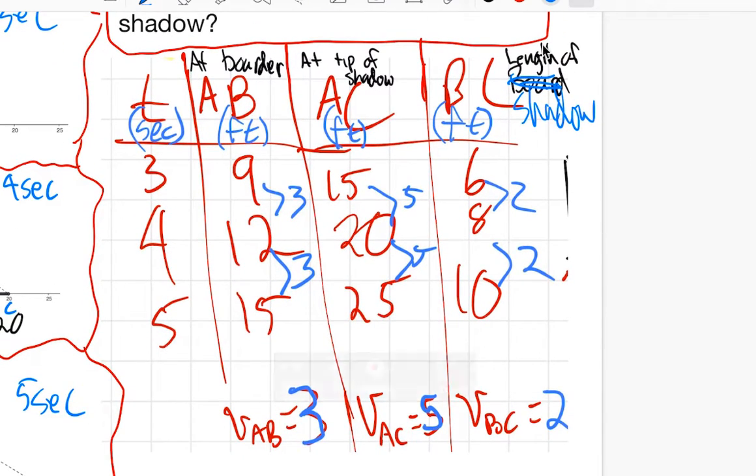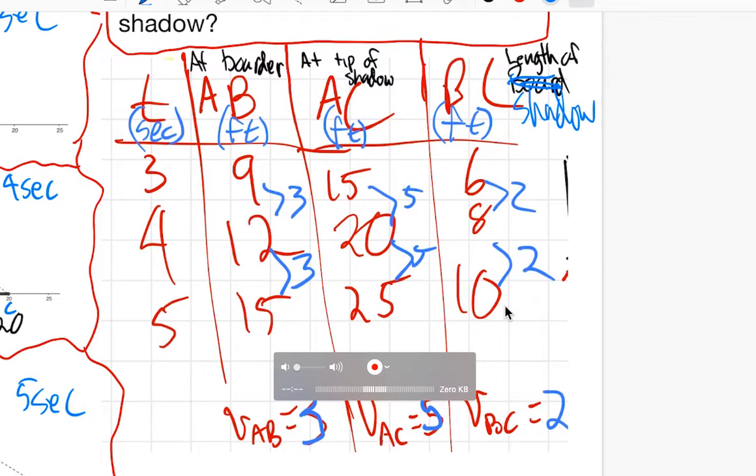And then what we see is at 4 seconds, 12, 20, and then the shadow is 8 long. And then at 5 seconds, the boarder was at 15, the tip of the shadow was 25, and the length of the shadow is now 10.